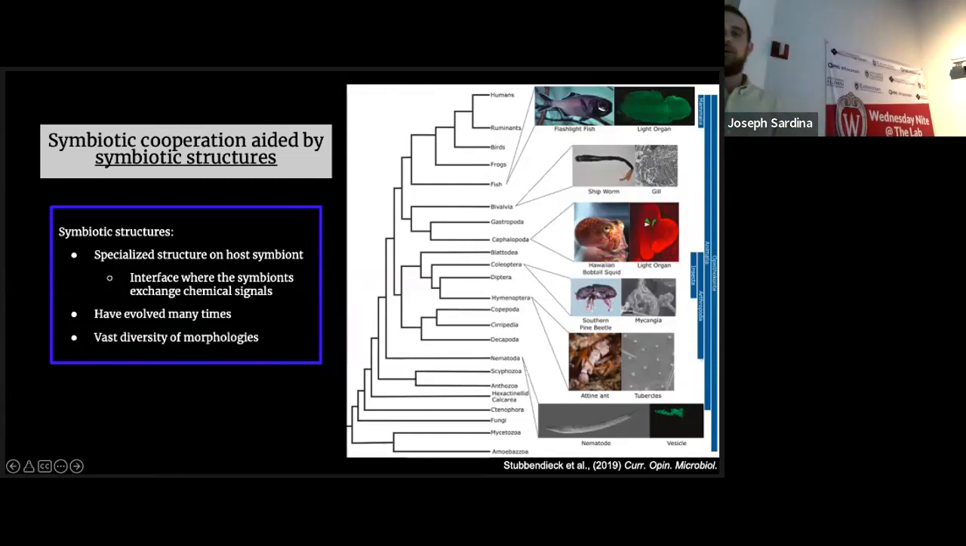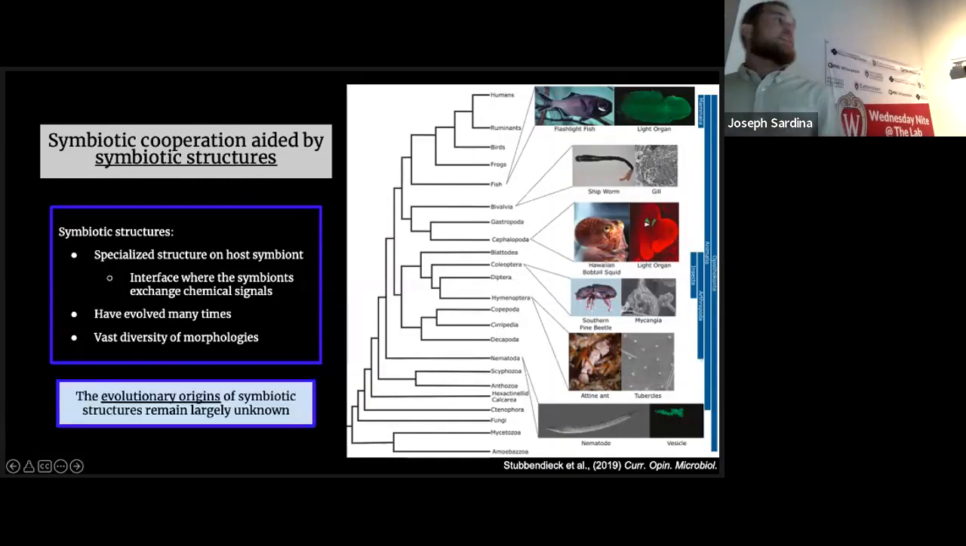And I just want to point out that these symbiotic structures, they have a vast diversity of morphologies. And so they can be a wide variety of shapes, sizes, even different locations on the animal's body. And so the thing that makes it a symbiotic structure is not necessarily its morphology, but its function of mediating the symbiosis. And so despite the repeated evolution that we've seen of these symbiotic structures and their importance in these symbioses, their evolutionary origins remain largely unknown.